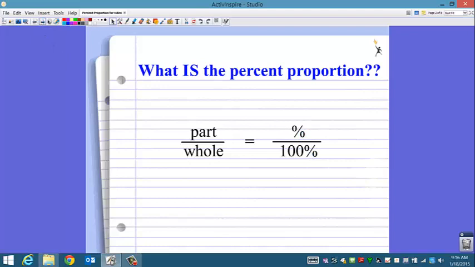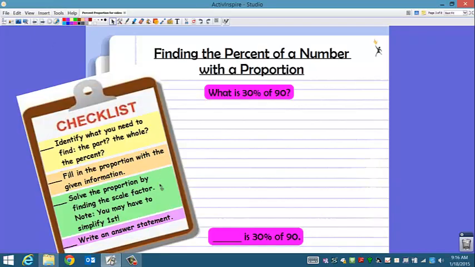So let's put it into use. On your notes, you have a checklist. Take a look at the checklist. There are 4 steps that you need to go through every time you work a problem solving with the percent proportion. So our problem is, what is 30% of 90?